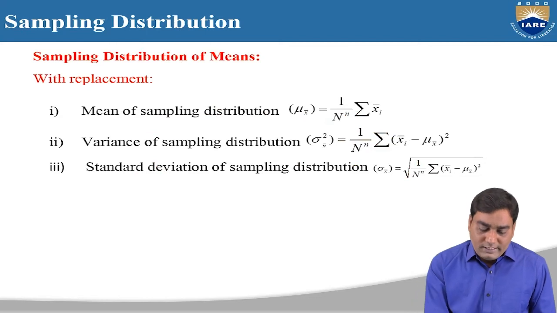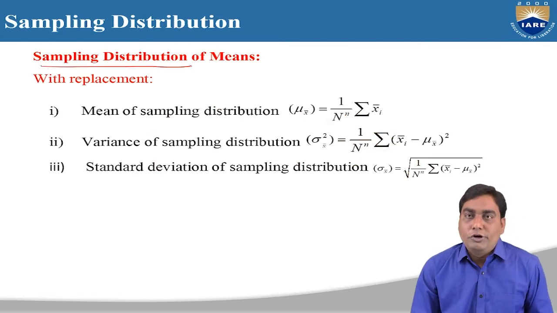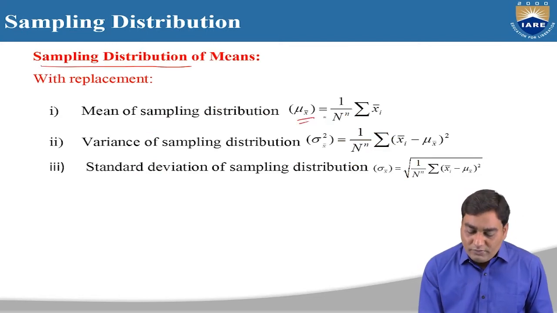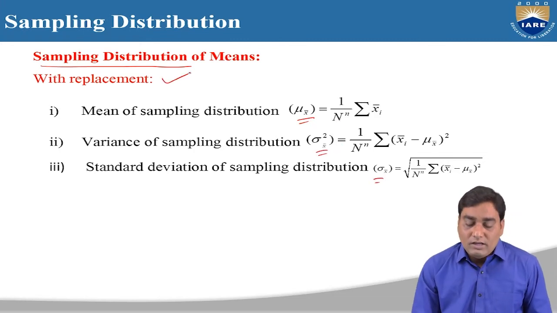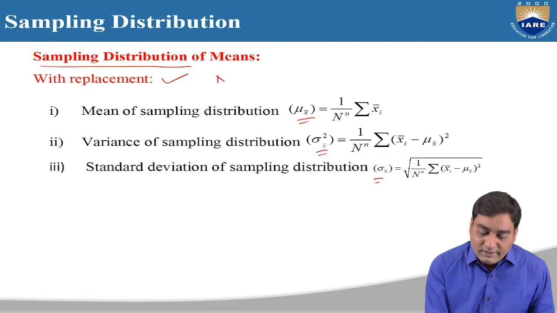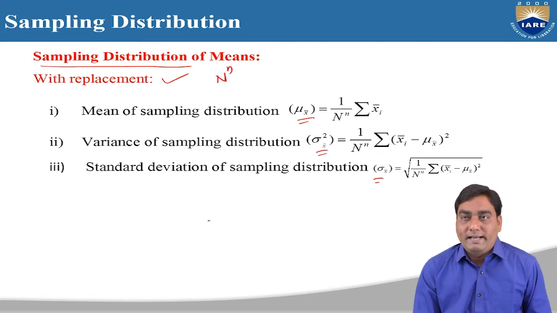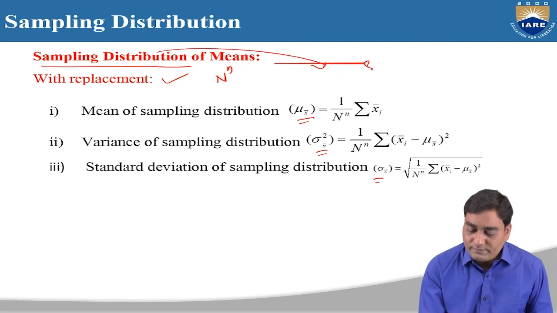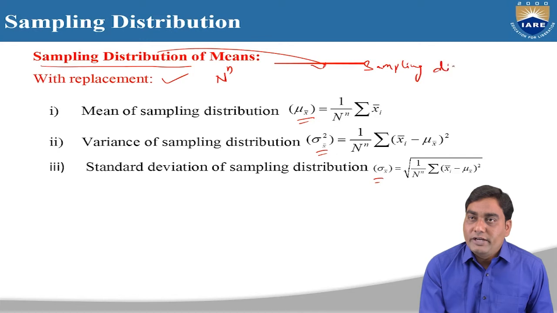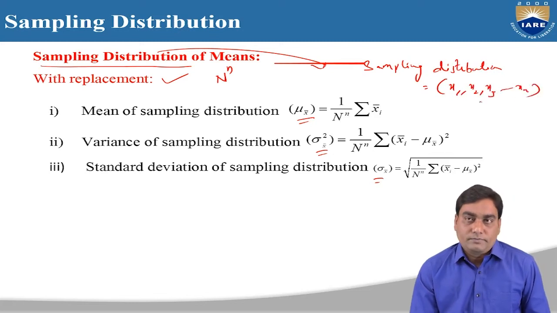Now, this sampling distribution, we are going to discuss mean, variance and SD. Here, with replacement case, how many samples can we choose? Capital N power n. Remember. Actually, the sampling distribution is the set of all possible samples.